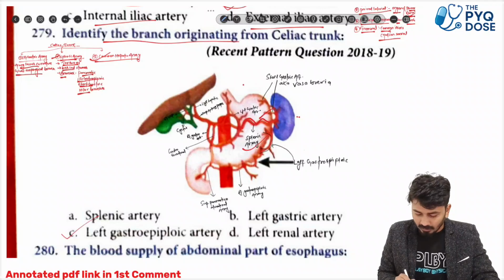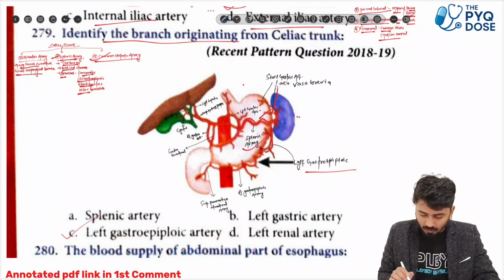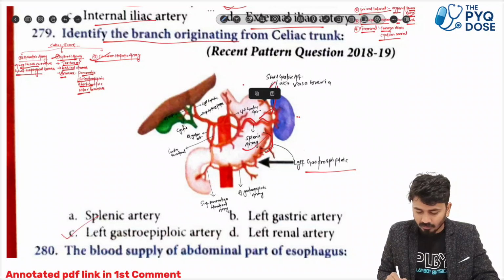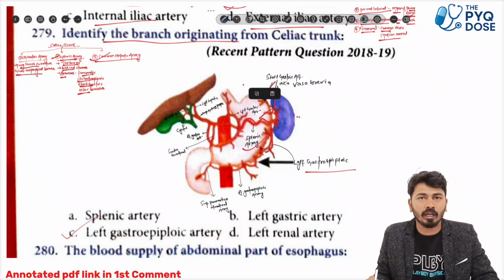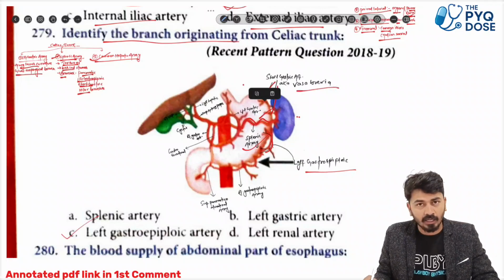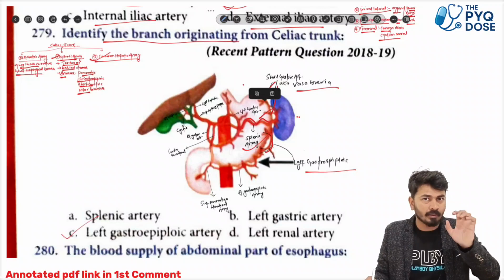I have already mentioned it here. This is the left gastroepiploic artery. This one is the short gastric artery, and this one is also a short gastric artery. Short gastric arteries are also called vasa brevia. The term brevia is used for short.